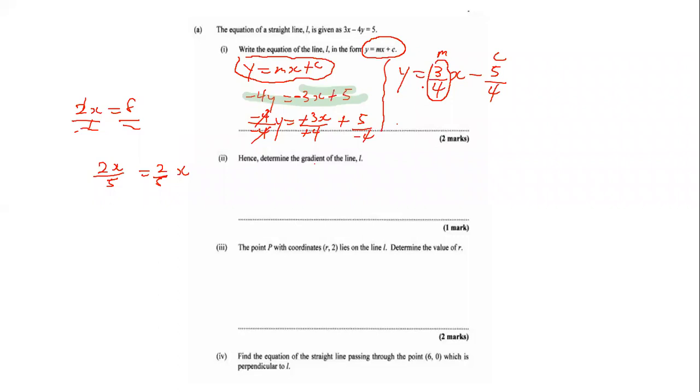Yes, sir. Good. All right. So the next question they asked: determine the gradient of the line. So they want to find the gradient of this line. What will I do? You look at what the m is in the first equation, which will be 3 over 4, three quarters. Right, we are 3 over 4. Thank you.